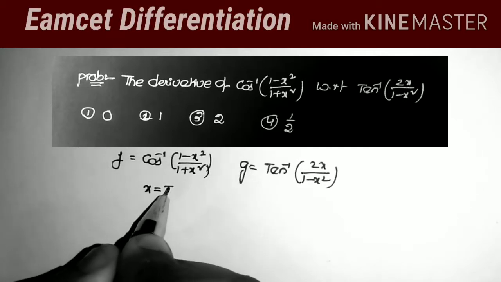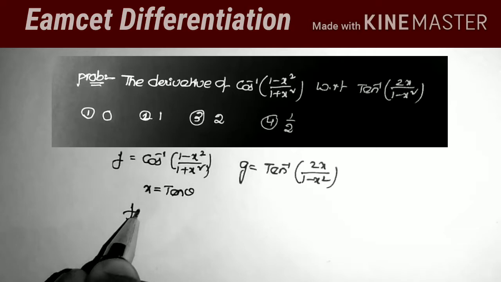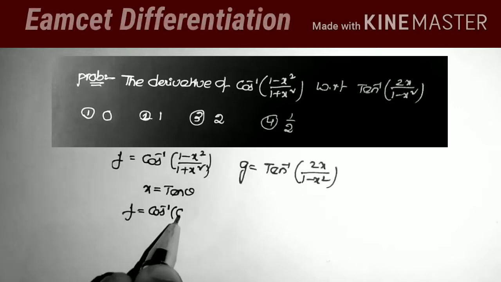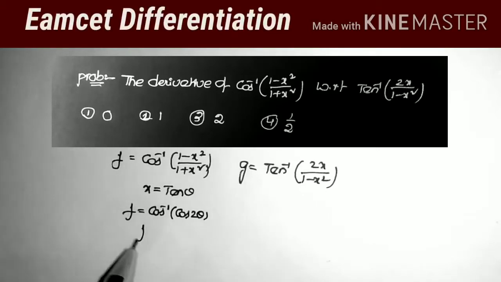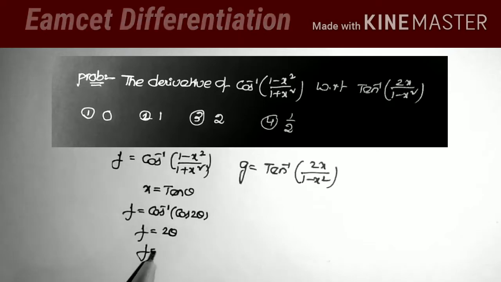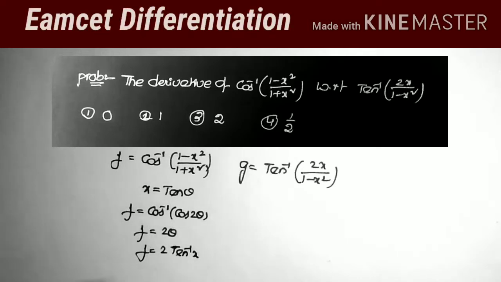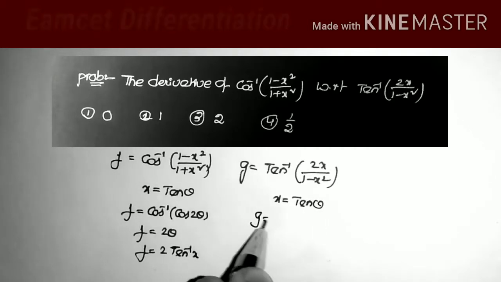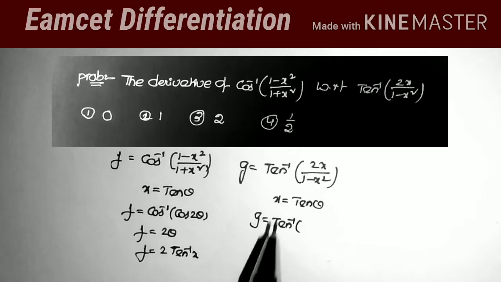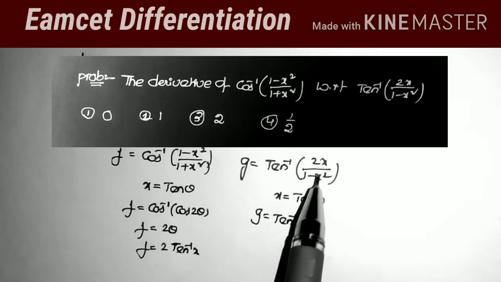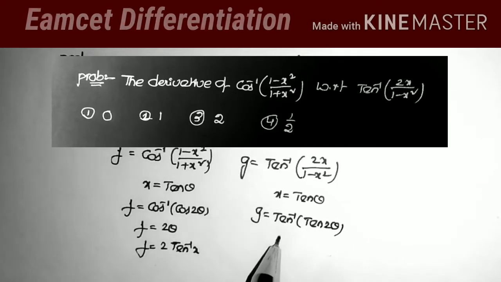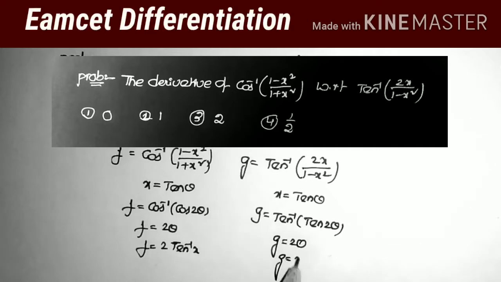First I take x equal to tan theta. Then what is the f value? f is equal to cos inverse of 1 minus tan square theta by 1 plus tan square theta, that is equal to cos 2 theta. So f is equal to 2 theta, and f is equal to 2 into tan inverse x, since x is equal to tan theta means theta is equal to tan inverse x. Here also I take x equal to tan theta. Then the value of g is equal to tan inverse of 2 tan theta by 1 minus tan square theta. And what is that value? Tan 2 theta. So g is equal to 2 theta, that is, g is equal to 2 tan inverse x.